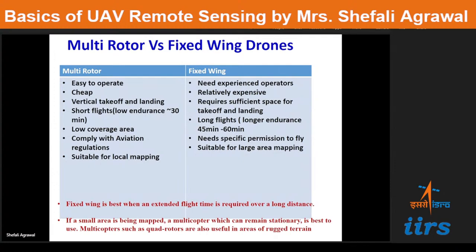And they can have a vertical takeoff and landing. Because of the shorter endurance, they have a low coverage area, and they comply with the aviation regulations, and they are very suitable for local mapping. Now, fixed wing drones, which need experienced operators, are like an aircraft.